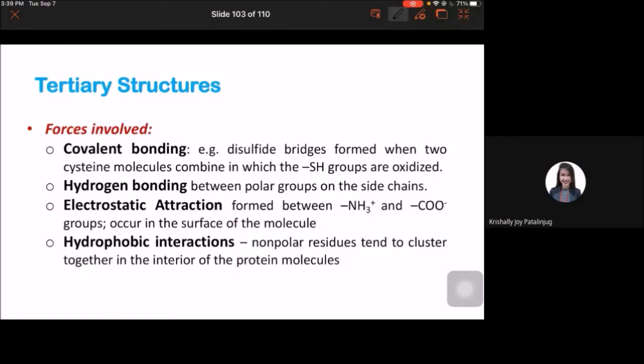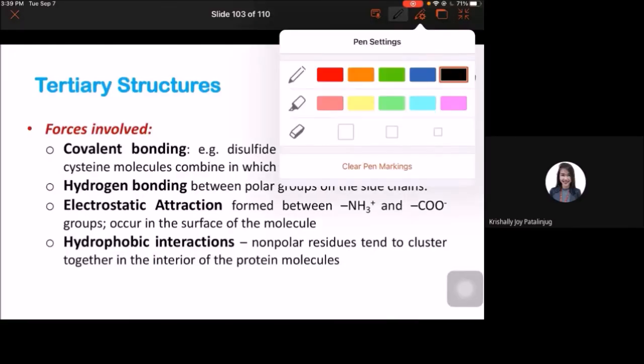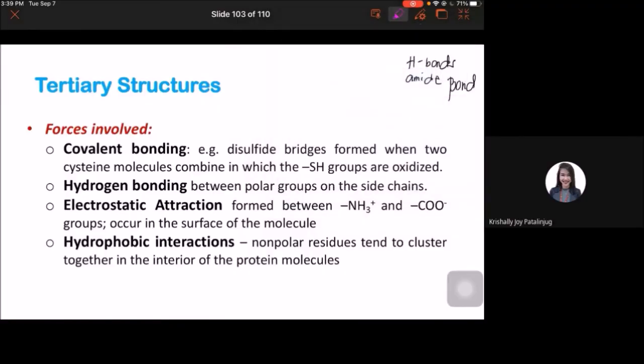Aside from the H bonds we mentioned at the low-level conformations of the protein, since it is always H bonds, with the amide bond for the peptide bond, on top of that, when we reach tertiary structures, we have observable different forces of attraction. For example, we could observe covalent bonding.